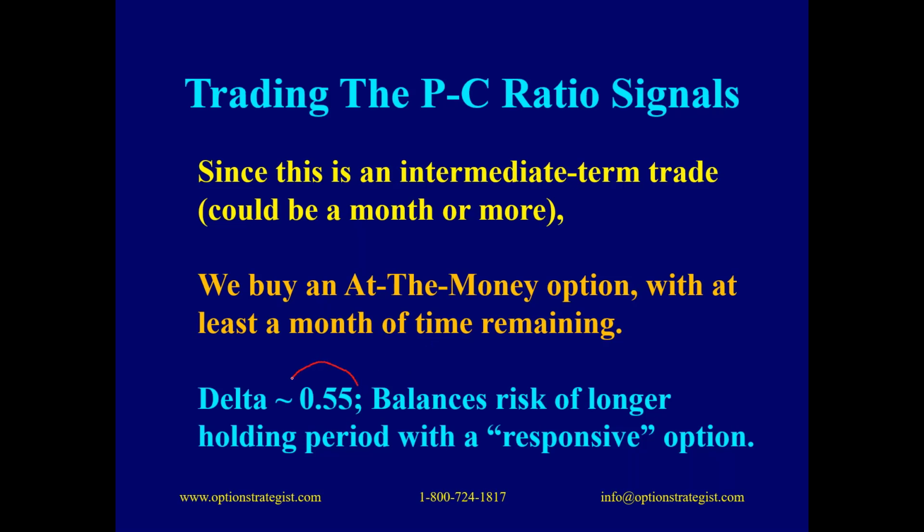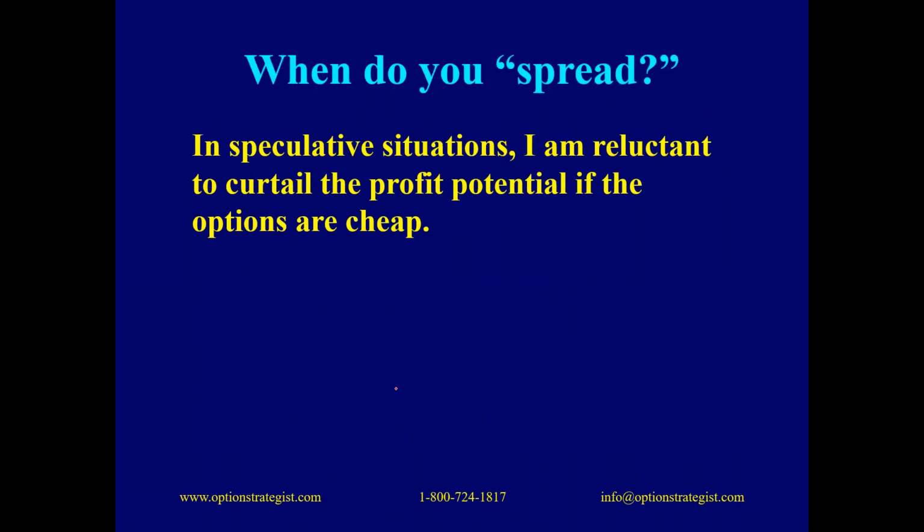But we also want some responsiveness. So an at-the-money call option has a delta of about half or a little bit bigger than half. And so when we buy this, we get some responsiveness if the underlying moves in our favor. But on the other hand, we're not risking as many dollars as we would be if we bought an in-the-money option. You might ask about spreading too, vertical spreads.